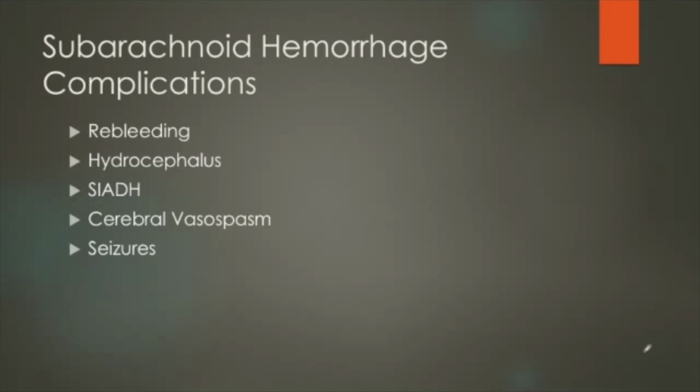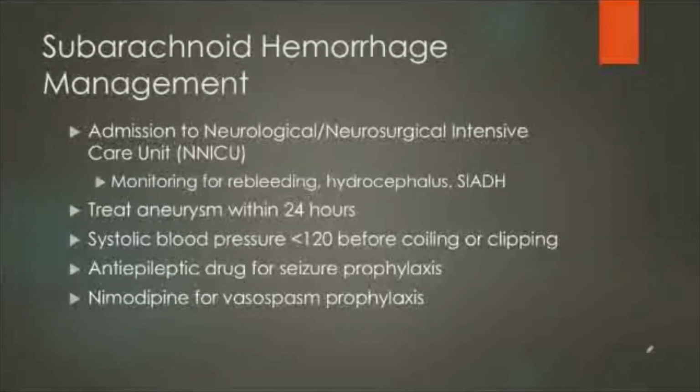Blood may produce SIADH, which can cause hyponatremia. Blood may also irritate the surrounding vasculature in the brain, resulting in vasospasm, which can produce an ischemic stroke. Additionally, about 10% of patients will end up having seizures.